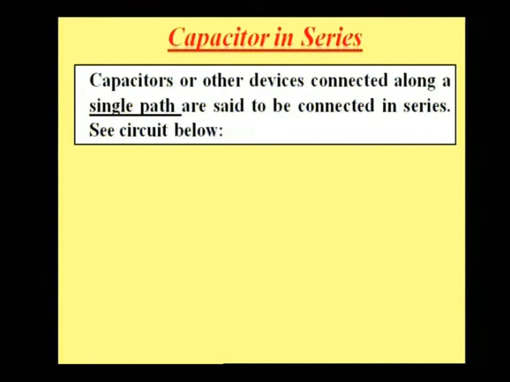Now if the capacitors are connected in series form, the series connection is such that the first plate of the capacitor is connected with the second plate of the next capacitor. So you can say that the negative plate of the first capacitor is connected with the positive plate of the second capacitor. Similarly, the negative plate of the second capacitor is connected with the positive plate of the third capacitor, and the sequence follows like that.